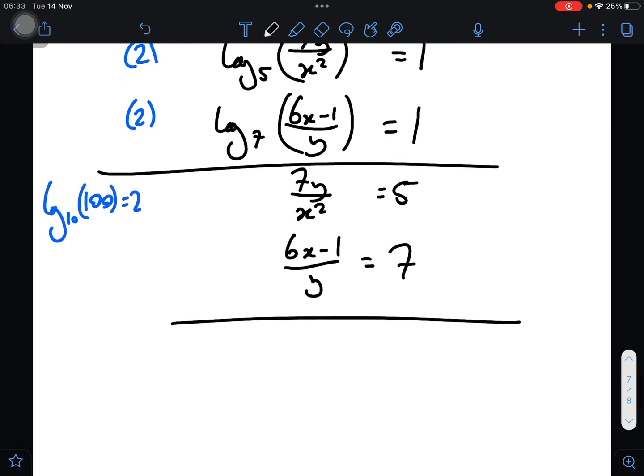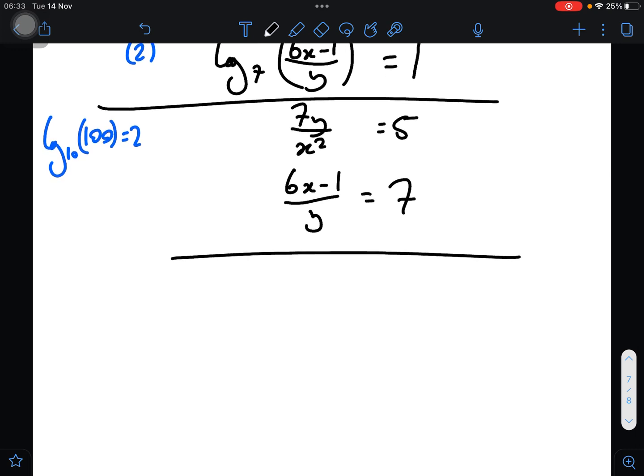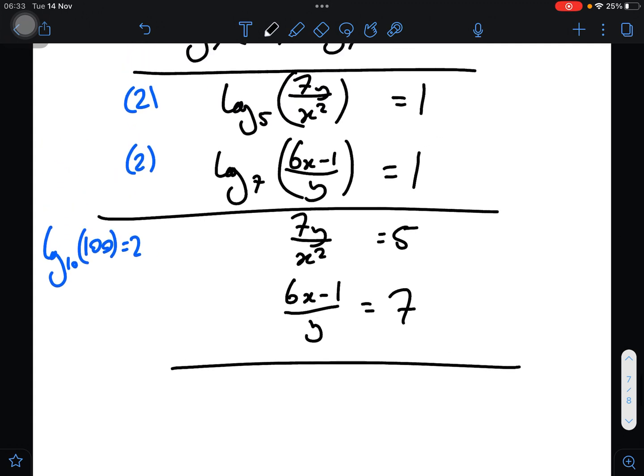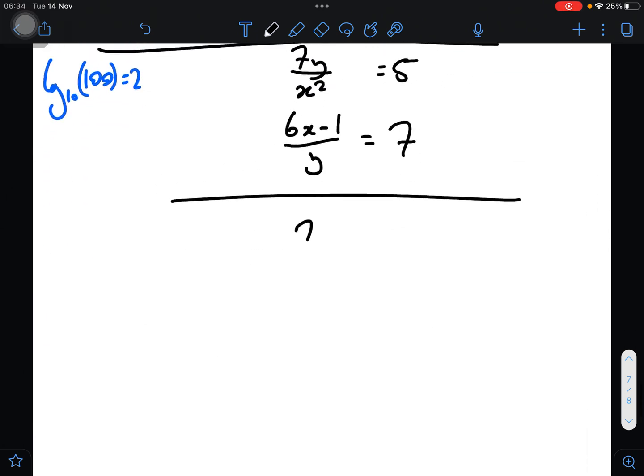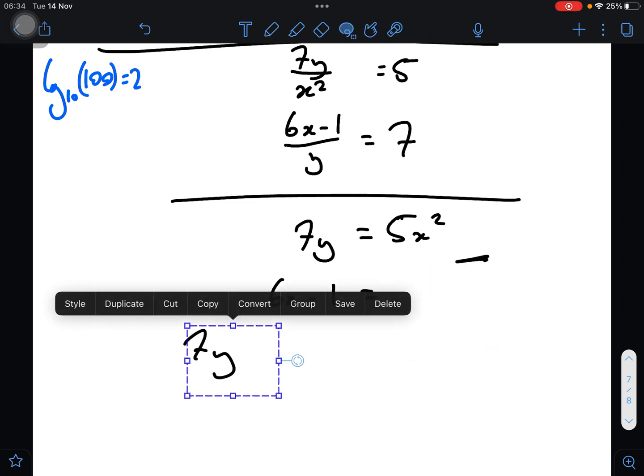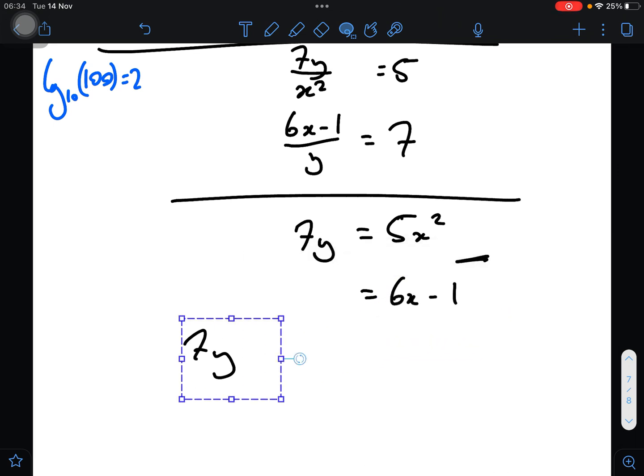So now we're starting to get stuff that looks like simultaneous equations. So let's multiply these out, and let's get our x's and y's to the same side. We would get, or substitute one into the other. That might be neater in this case. But anyways, we've got 7y is equal to 5x squared, and we've got 6x minus 1 is equal to 7y. Well, let's take one away from the other. Might be clearer if I just switch these around, not doing anything there other than using the fact that it's an equal sign.